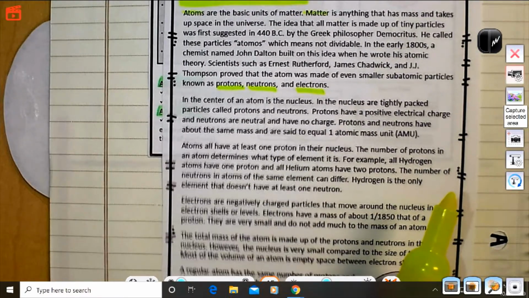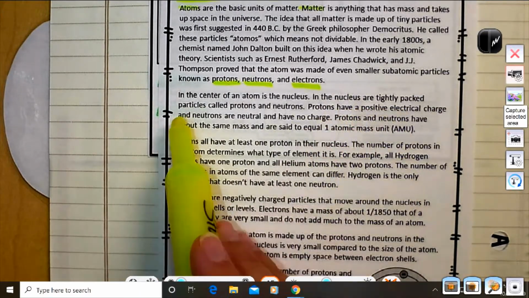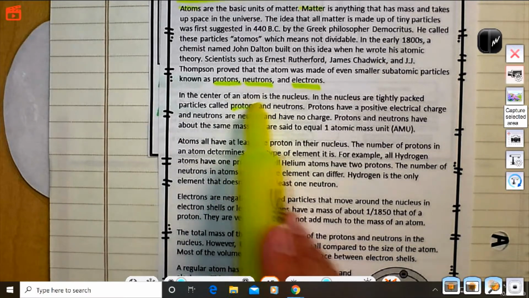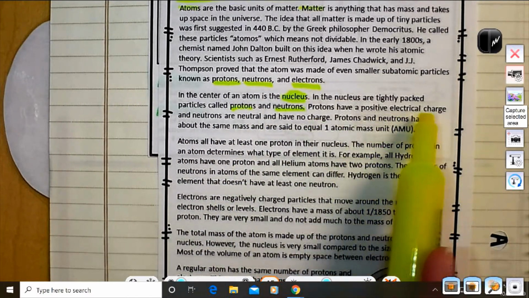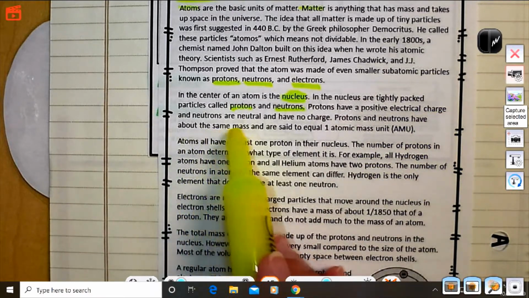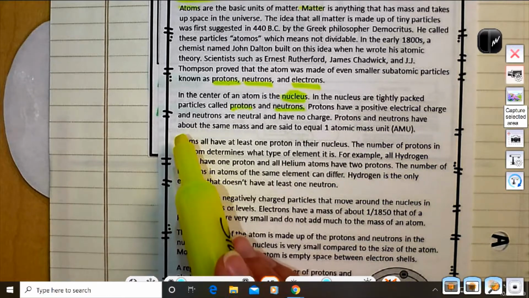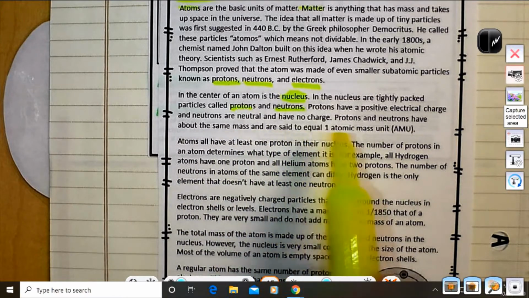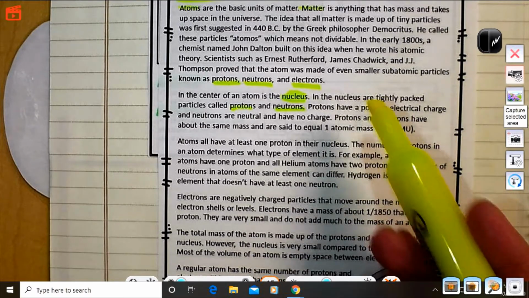We know that. In the center of an atom is the nucleus. In the nucleus are tightly packed particles called protons and neutrons. Those are in the nucleus. Protons have a positive electrical charge, and neutrons are neutral and have no charge. Protons and neutrons have about the same mass and are said to equal 1 atomic mass unit each. So a proton is 1 and a neutron is 1.